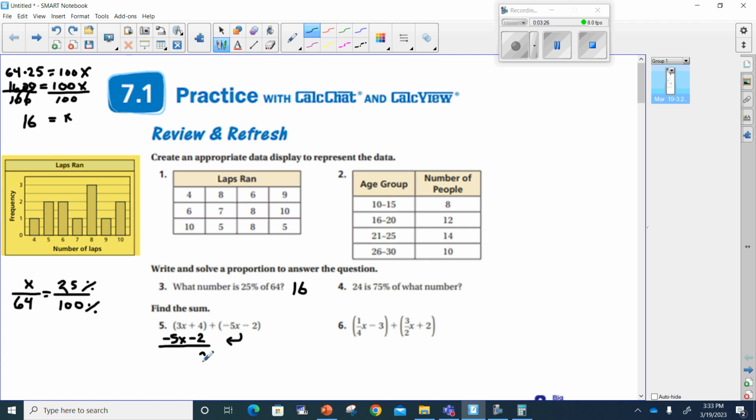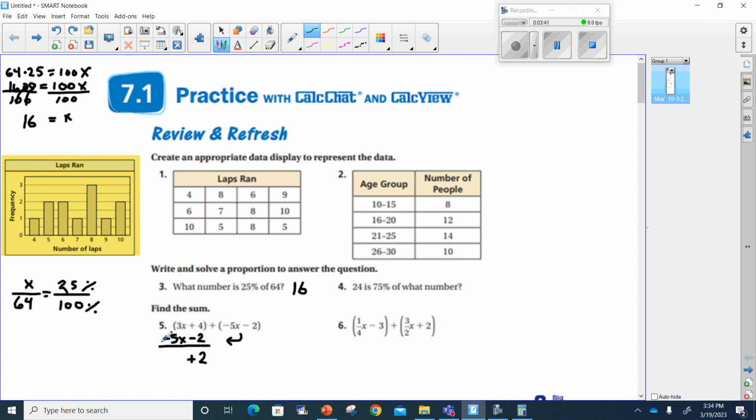4 minus 2 is 2. And since the bigger number is positive, it'll be a positive 2. Remember, my signs are different. I find the difference. Take the big number minus the small number and keep the sign of the big number.